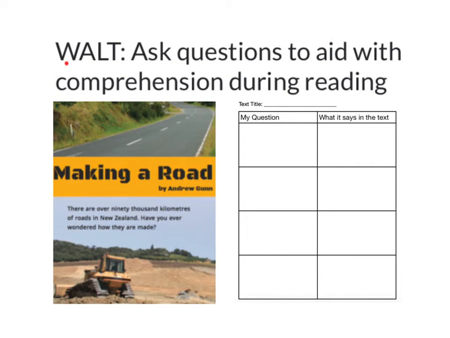We are learning to ask questions to aid with comprehension during reading. A good reader asks questions when they're reading to help them to understand what they've read. And today we're going to look at that, focusing on this text here, Making a Road, and using this format here to help us to ask questions. It's called a double entry journal.